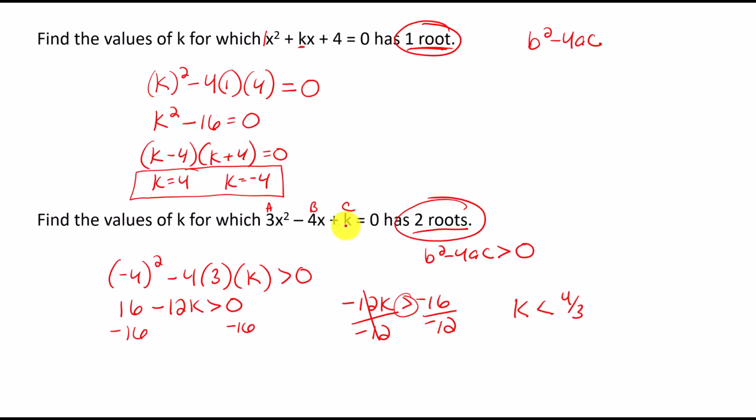If I made k any number that was less than 4 thirds, this quadratic would have 2 roots. It would have 2 x-intercepts. It would hit the x-axis twice. But if I made it anything 4 thirds or higher, it would have 0 or 1 root. Okay, so to have 2 roots, k has to be less than 4 thirds.